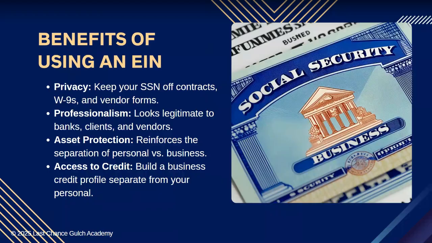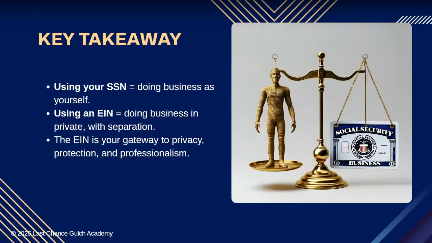And it's much easier to buy a car with a trust EIN, for example, than it is with a Social Security number. If you don't have a good score, you could have a 420 for your personal Social Security, and the trust can buy the car under its EIN, and your Social Security credit score will not be affected. That's what I mean. So the key takeaways here are: use your Social Security for your own personal self, use an EIN for doing business in private, with that separation.